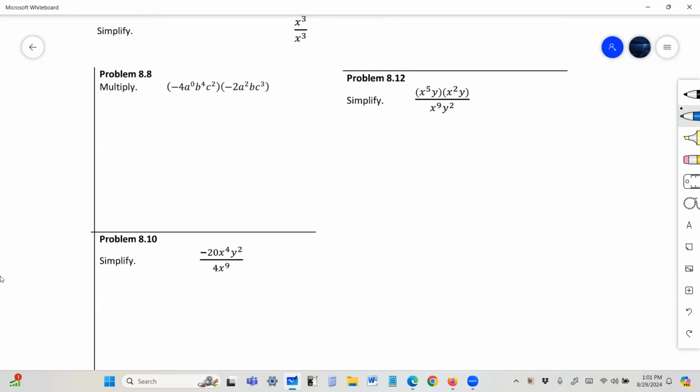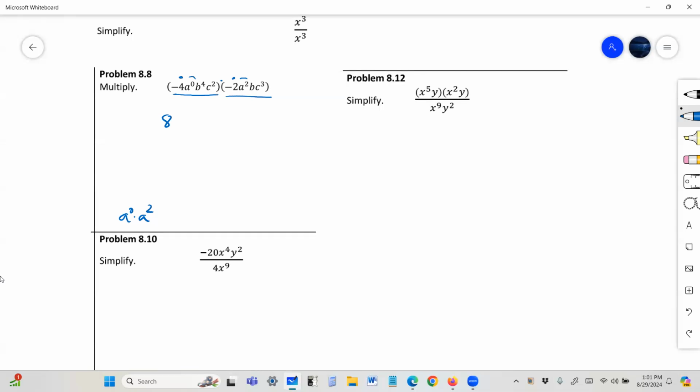Okay, so in the first case, it seems like it's complicated, right? I have the first expression times the second expression. What you're going to do is match the variables, pair up the like variables. Now, this is multiplication. So the -4 is going to multiply the -2. We get 8. Then we have a to the 0 times a squared. And you can do it aside somewhere.